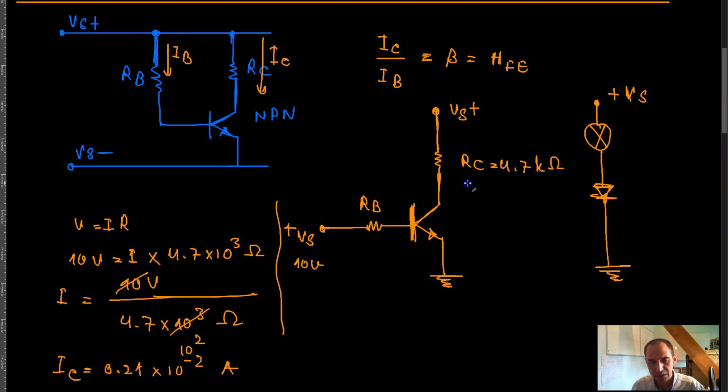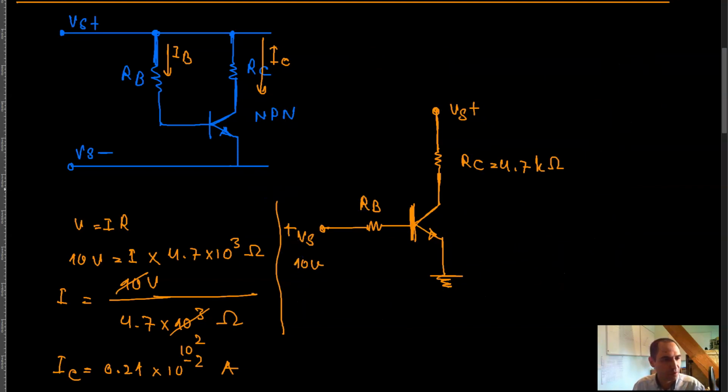That means that in order for the whole supply voltage to be dropped across this resistor, considering the value of the resistor, I need 0.21 into 10 raised to the power negative 2 amps to be going through this resistor, right? So I need to maintain this current over here. So then I can say that I of C is supposed to be 0.21 into 10 raised to the power negative 2 amps. Whatever that is, doesn't really matter.